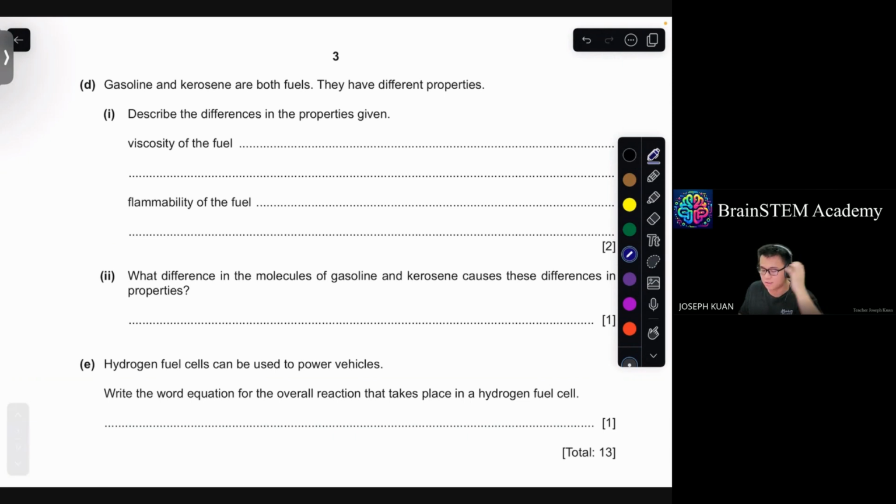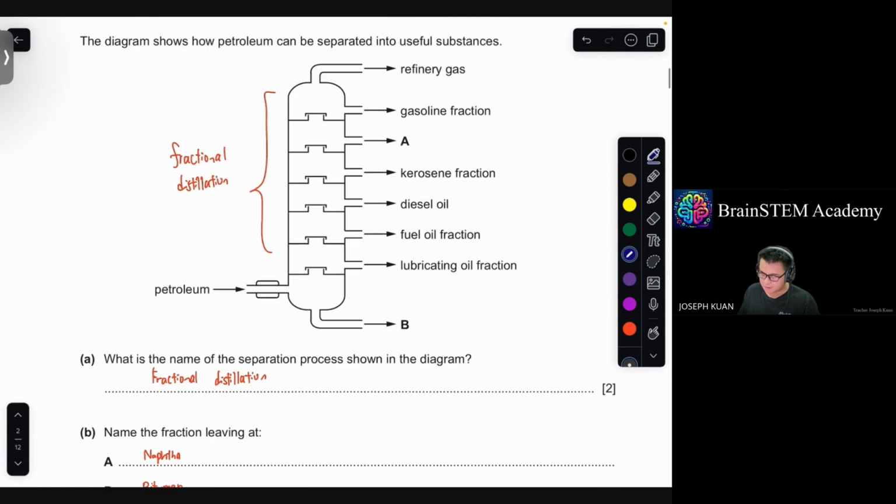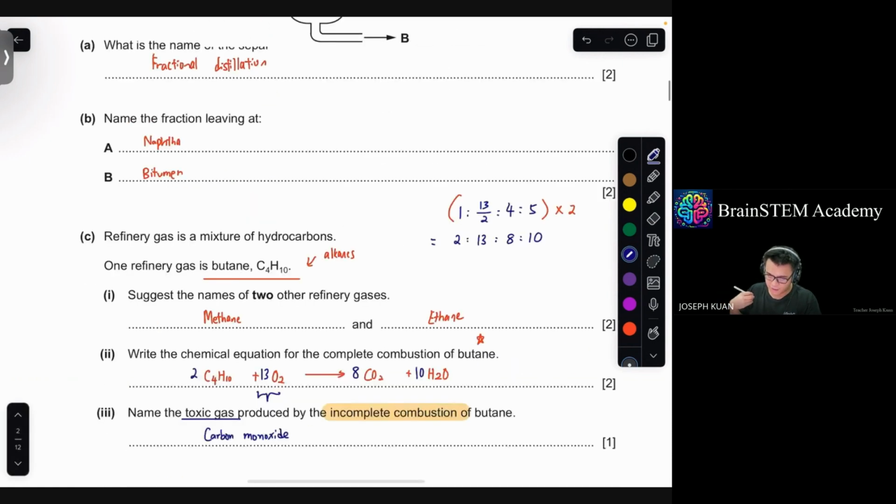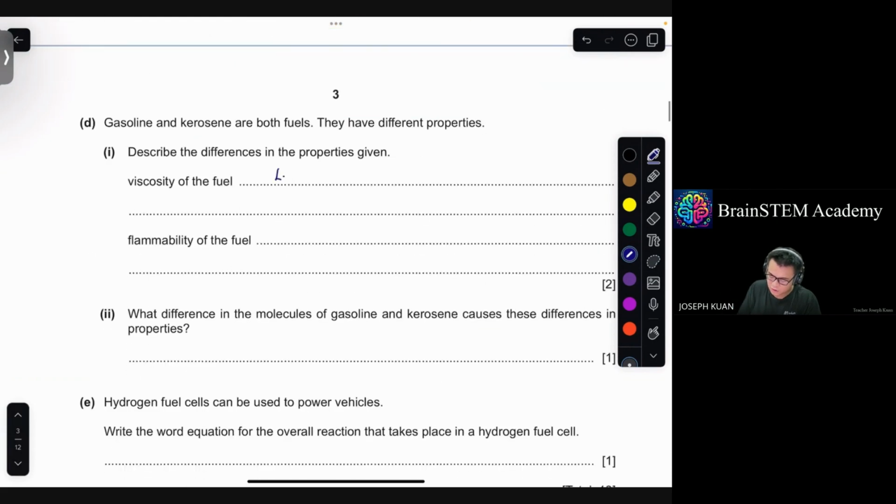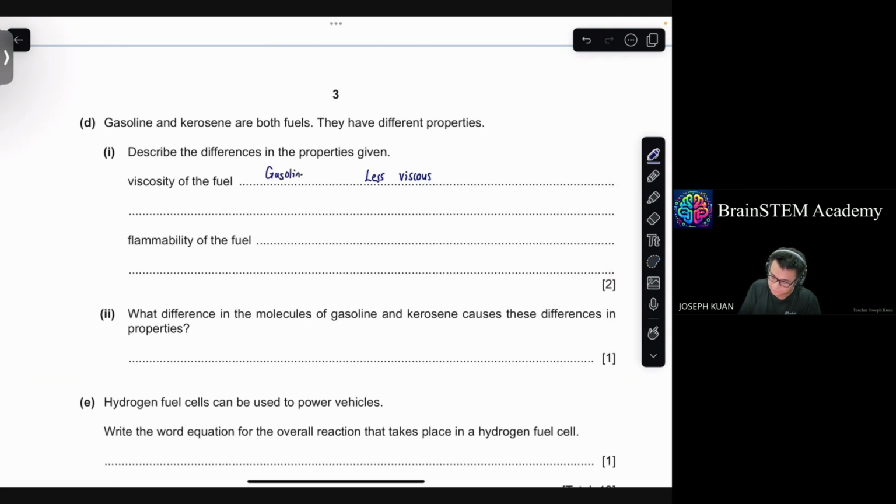D. Gasoline and kerosene are both fuels. They have different properties. 1. Describe the differences in the properties given. Viscosity of the fuel and flammability of the fuel. Now, as you can see from the fractions, gasoline is on a higher position than the kerosene, which means that it is having a less viscous consistency, right? Gasoline is less viscous than kerosene.